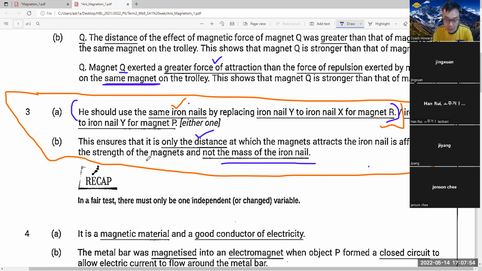Part B, why is it a fair experiment? Because it's the distance that you measure, and not the mass of the iron nail. So you should say, to ensure that it's only the distance at which the magnet attracts the iron nail that is affected by the strength of the magnet, because they want to investigate the strength of the magnet, and not the mass of the magnet. So I save this and send this to you. This is question 3. Later I continue with question 4.